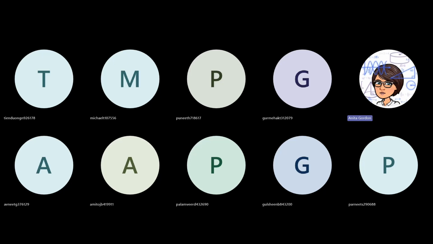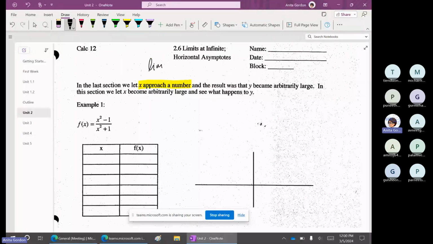Let x approach a number. So we were looking at limits as x approaches a particular number or point of interest when we were looking at a graph. And the results were that y became arbitrarily large. So we had a vertical asymptote because we had a y that went up to infinity. Okay, in today's section, we are going to look at letting x become arbitrarily large. So now we want a limit where x goes off into infinity, and what happens to y.